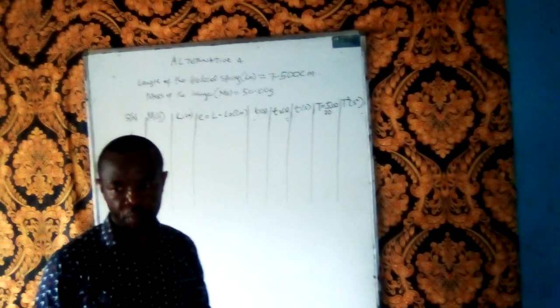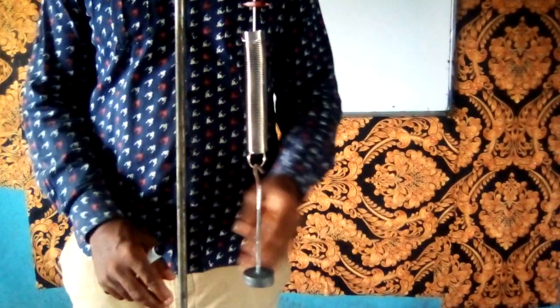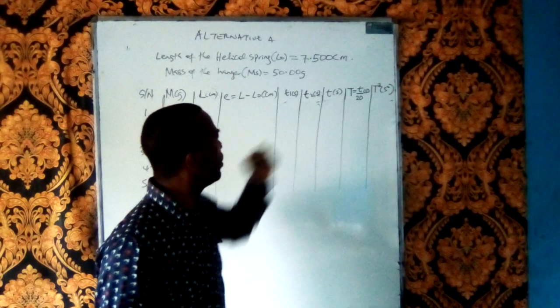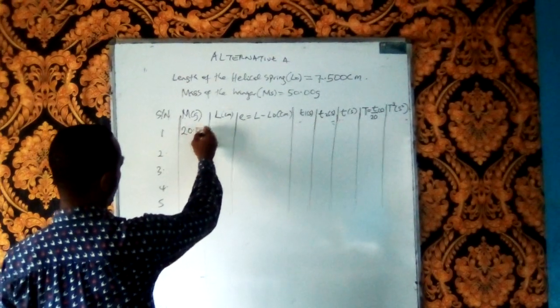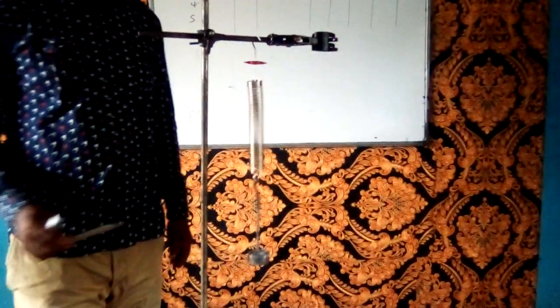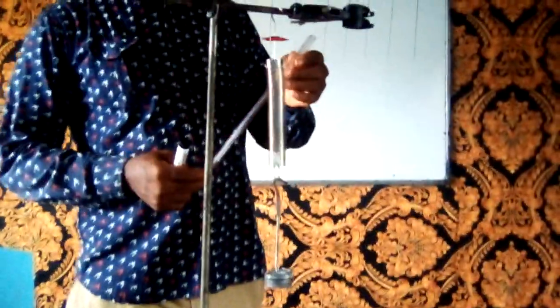So we now go to the experiment proper. This is the spring hanging there, and this is the mass hanger. We already have the length of the spring, which is L0, the unstretched length of the spring. Then we are told to slot in the first mass, which is 20.00 grams, on the mass hanger. When you slot in the mass, there's going to be an extension. We now find the new length.